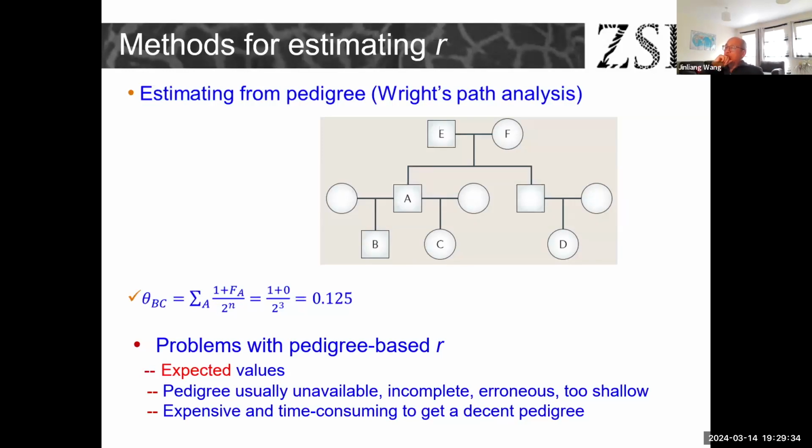And often pedigrees are unavailable, especially with wild animals. And even if it is available, it is incomplete. And most often, it's erroneous. And sometimes it is too shallow. We have just, say, 2 or 3 generations. And we have assumed that the ancestors or the founders of the pedigree are unrelated. In fact, this is not true, especially with the small populations in the wild.